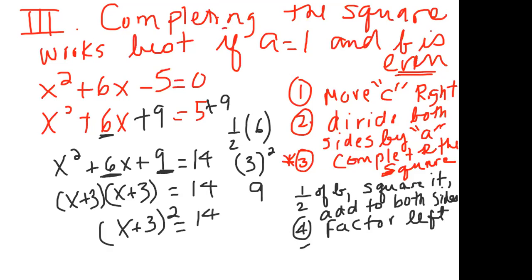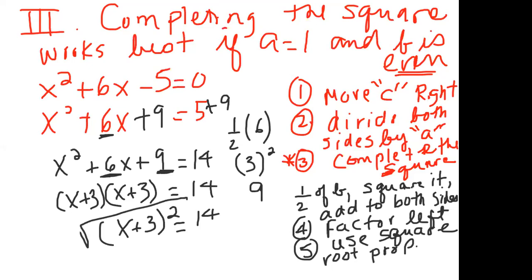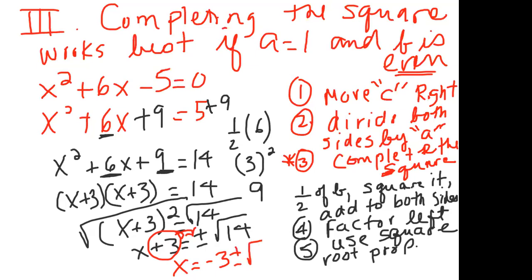And then the last step is to use the square root property to solve this. So you're practically done, guys. So now you take the square root of both sides and you get x plus 3. Don't forget that plus or minus. The square root of 14. And then you want to go ahead and move the 3 over to the right. And when you move it over to the right, you're left with -3 plus or minus the square root of 14. And there you are, guys.